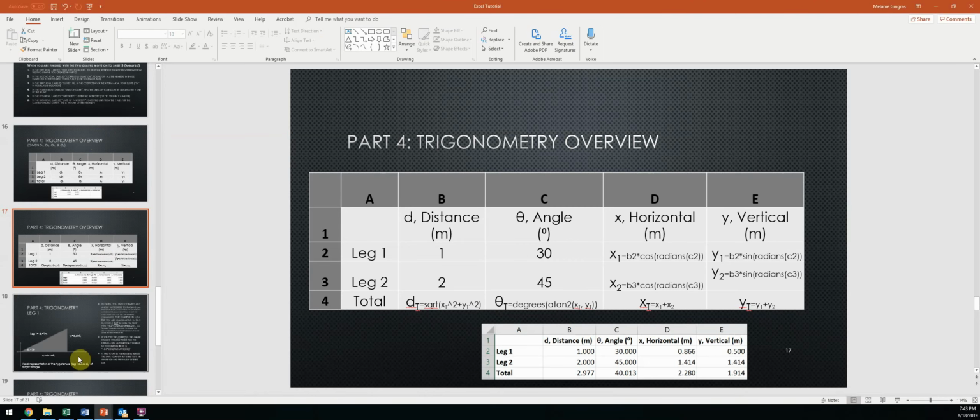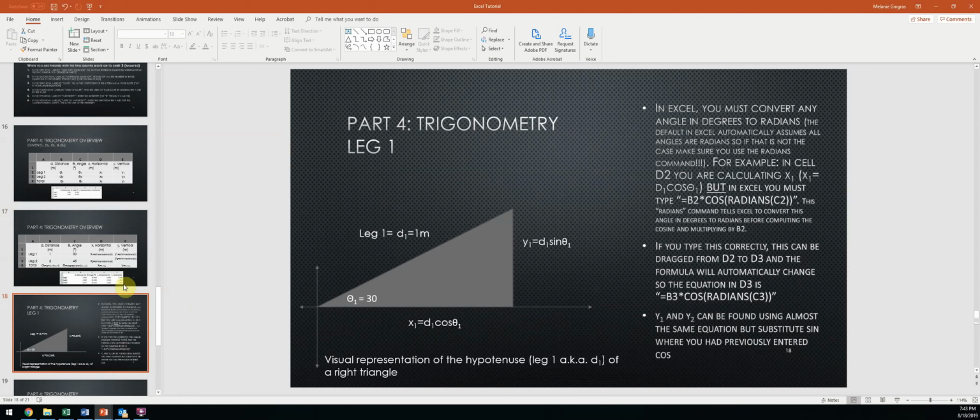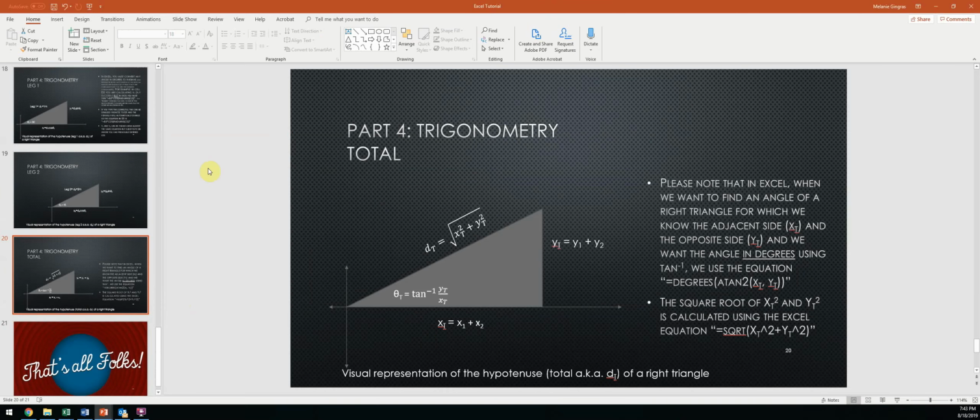So let's take a look back at the formula. That's going to be the square root of this squared plus this squared. Why? Let's take a look at the reference triangle. Here's our reference triangle. DT is our hypotenuse, XT is our adjacent side, YT is our opposite side. So how did we get this equation? Pythagorean's theorem. This is a right triangle, right here is a right angle.